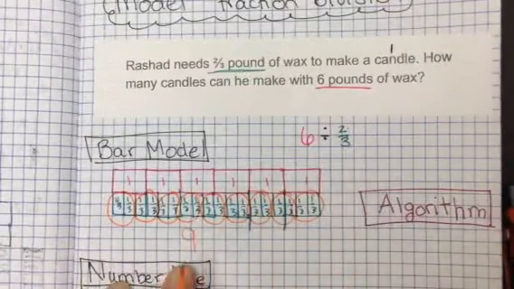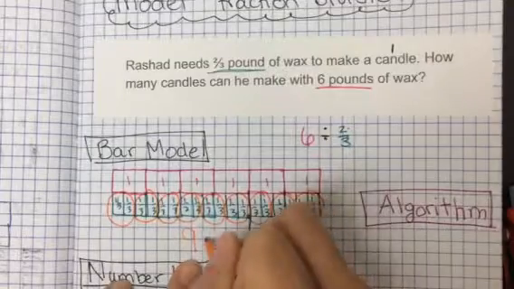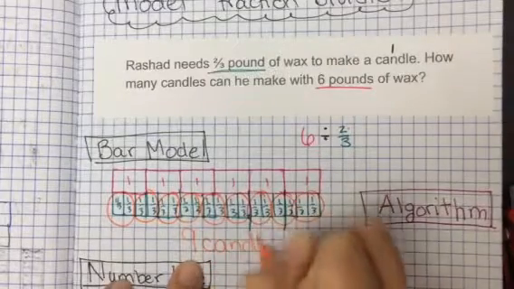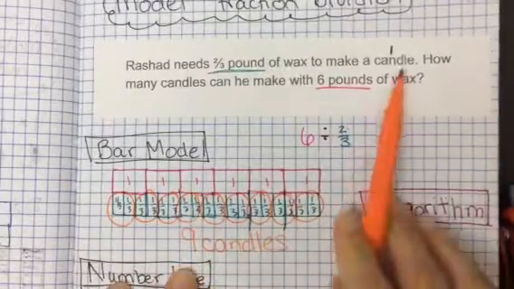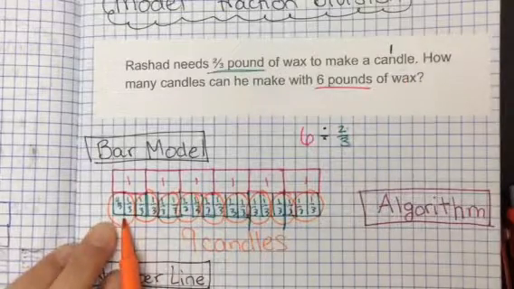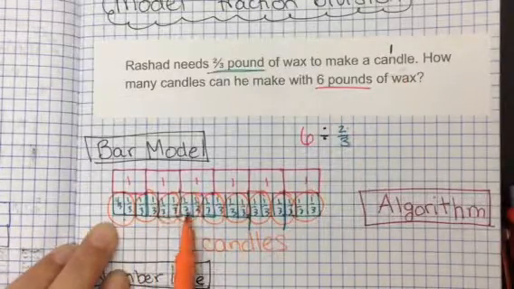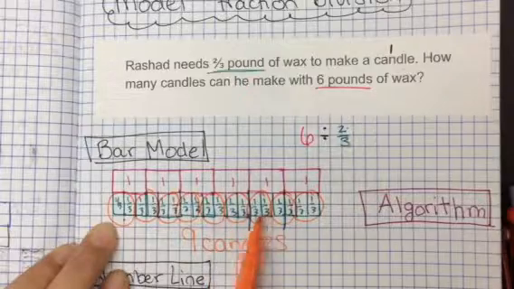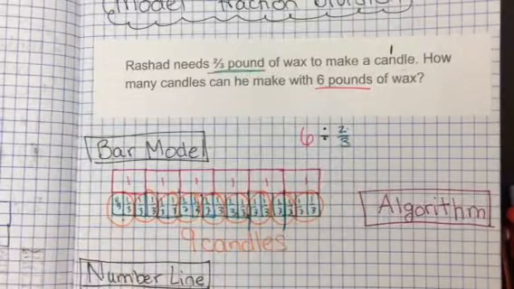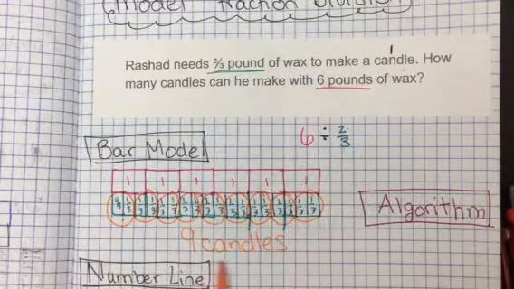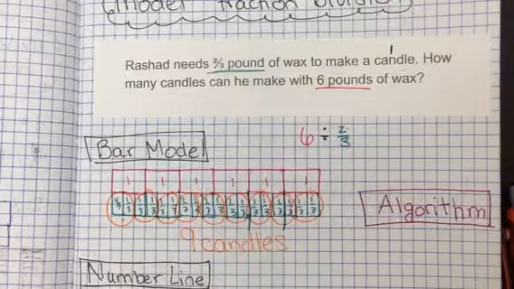So my answer then is that he can make 9 candles. So Rashad can make 9 candles because this right here is 1 candle, 2 candles, 3 candles, 4 candles, 5 candles, 6 candles, 7 candles, 8 candles, and 9 candles. So that information all came from that right there.